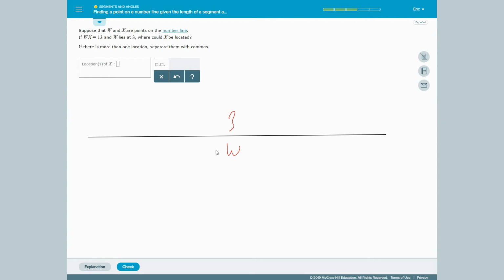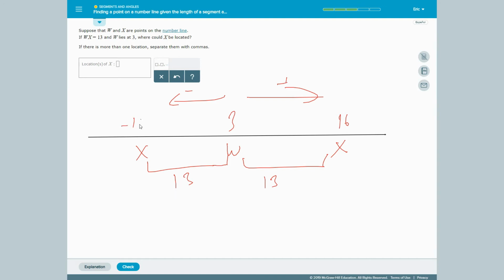But where is X? X could be here, and that's a space of 13. But X could also be here. It's never stated if W or X comes first. So all answers in this topic will have 2 different cases. So remember, if you go to the right, you add. If you go to the left, you subtract. So 3 plus 13, 16. 3 minus 13, negative 10. And those are the 2 different cases for where X could lie.